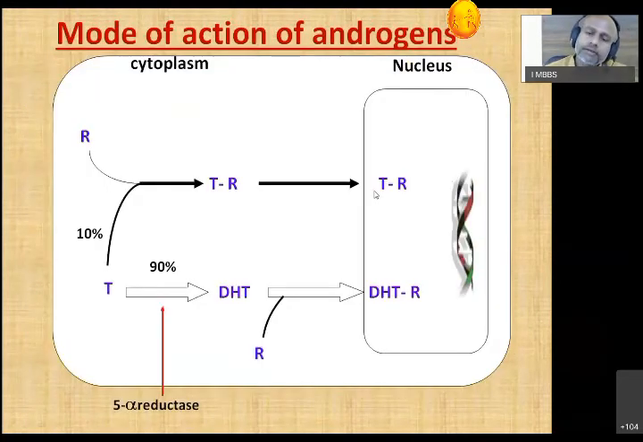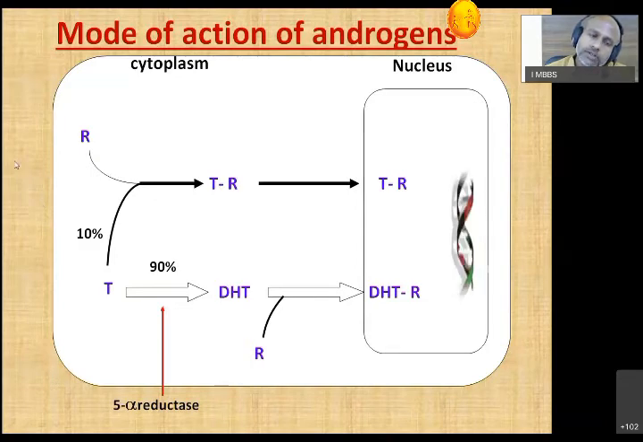Mode of action of androgen as a steroid hormone. As a steroid, it is lipid soluble, so it will move freely across the cell membrane from the external environment, outside the cell, to inside the cell. Once the testosterone appears inside the cell, here you can see this is the nucleus, and the moving structure is the DNA strand. This is the nucleus, this is the cytoplasm, and this is the cell on which the testosterone is acting.